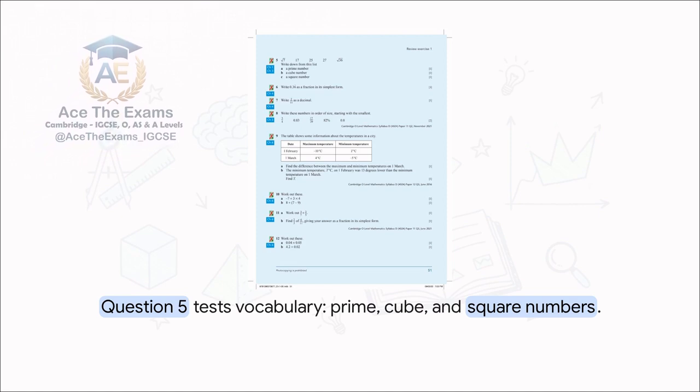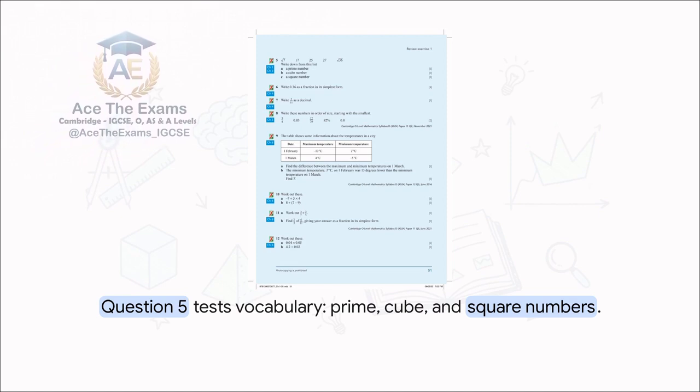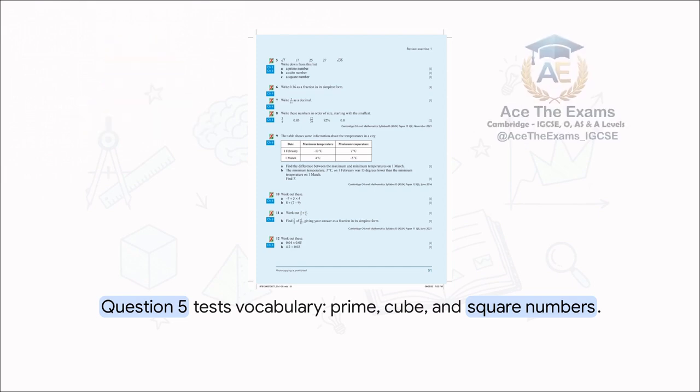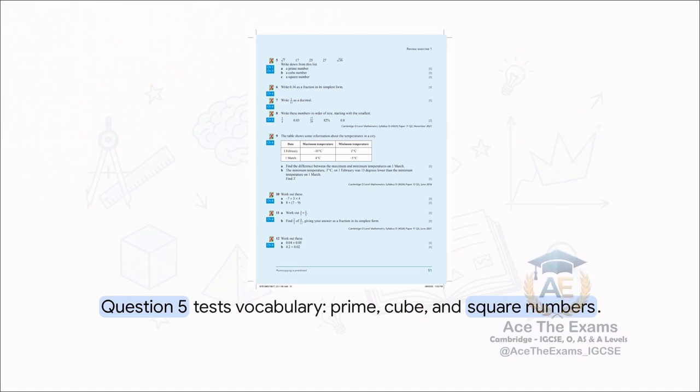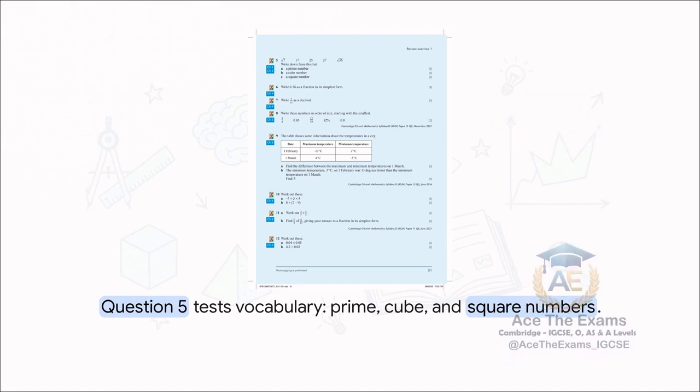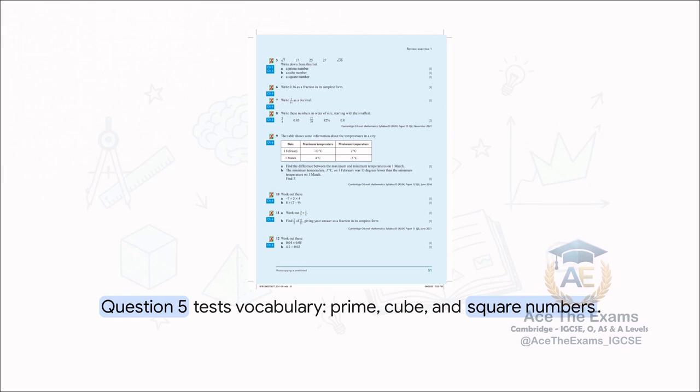A prime number from the list, that's 17. It's only divisible by 1 and itself. A cube number, 27, because 3 times 3 times 3 equals 27. A square number, 25, because 5 squared is 25. That's 3 marks, surgically extracted in under 60 seconds.